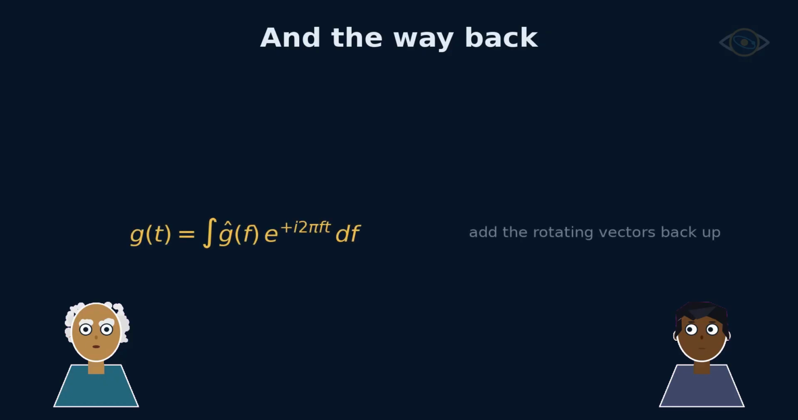And here is the inverse. Flip the sign in the exponent, integrate over frequency instead of time, and you rebuild the original signal from its recipe. Same machine, run backwards. Frequencies in, signal out. The 2 formulas are mirror images of each other.